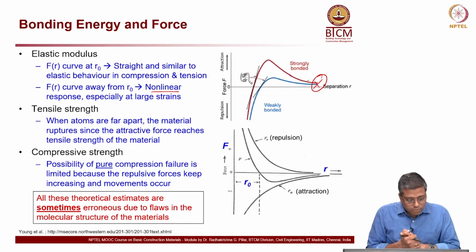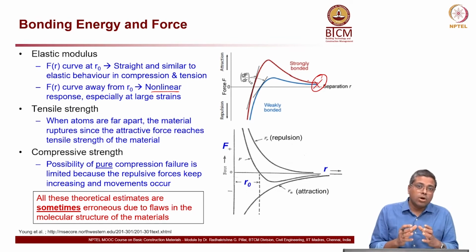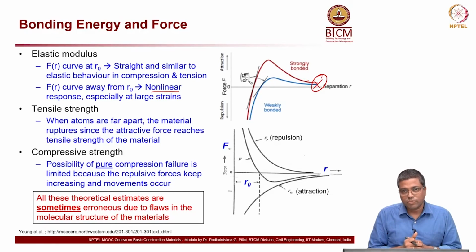Anyway, it looks very nice that we can get this Condon-Morse diagram at the atomic level and then predict the macro behavior, but it is not always possible that way. Why? Because when you talk about a single atom, it is not going to behave the same way in a group, at a macro scale, because there will be a lot of flaws or imperfections in the material system.